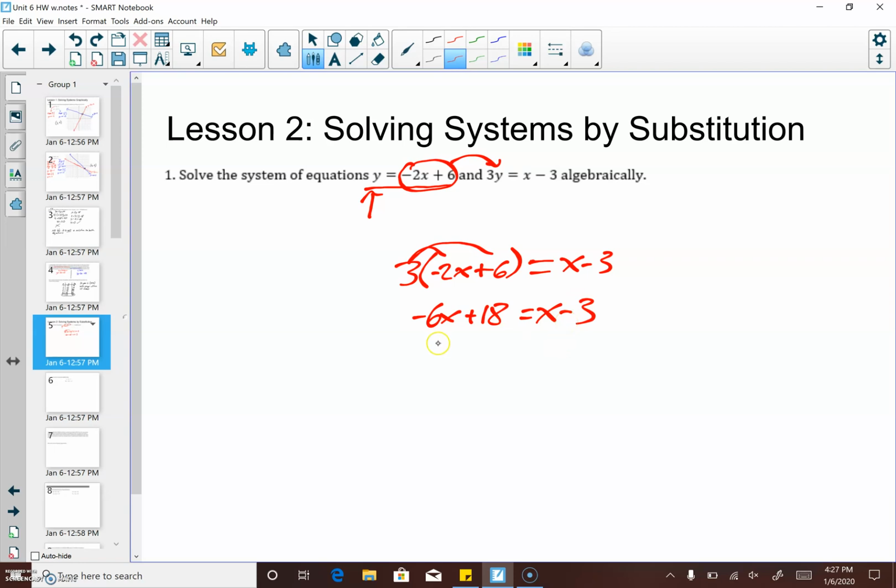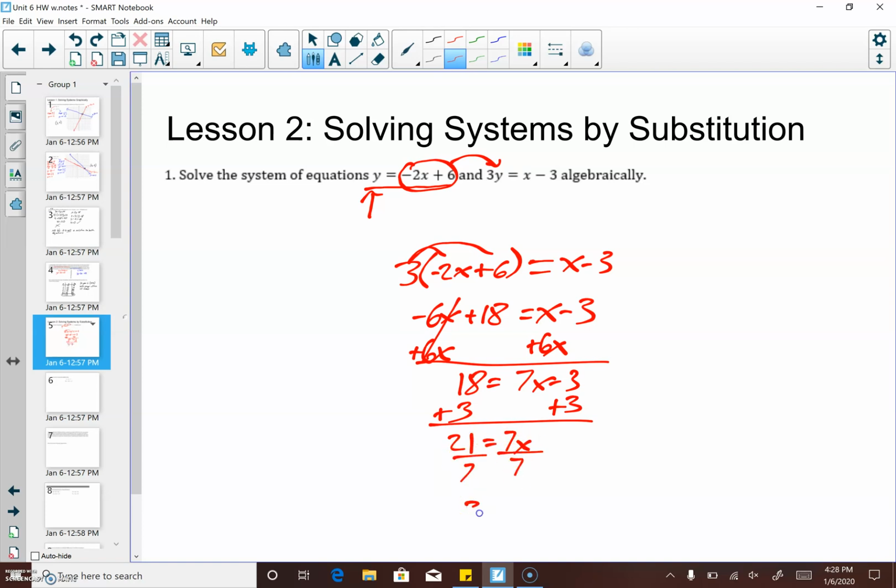I'm going to add the 6x to both sides. That gives me 18 equals 7x minus 3. Because I chose to do it that way, I have to add the 3 to both sides. So 21 equals 7x. Divide by 7, and I get that x is 3.